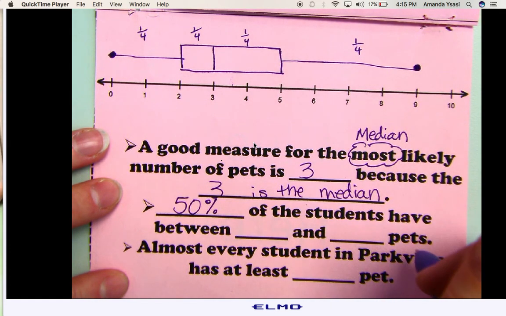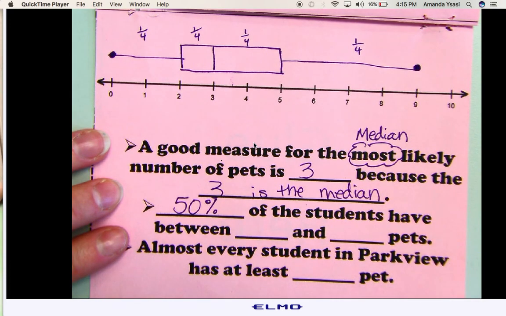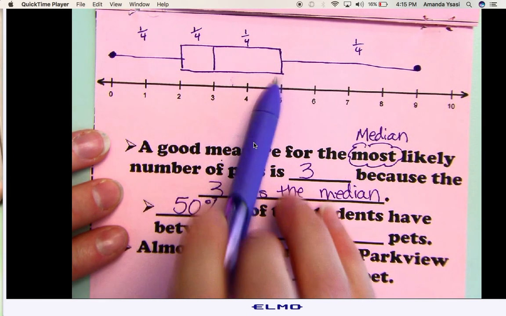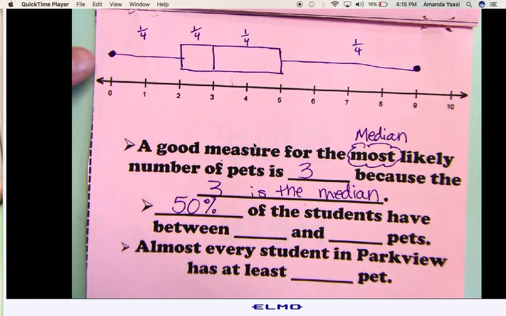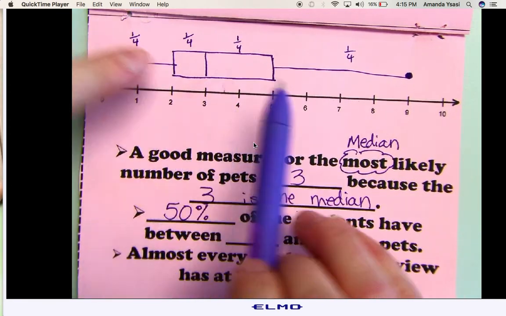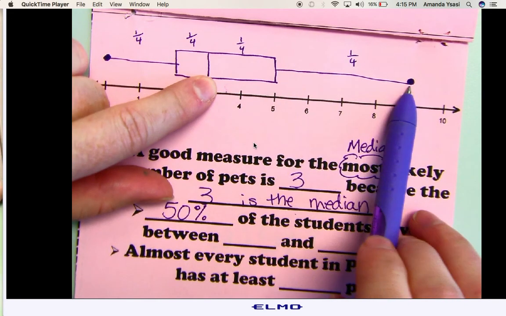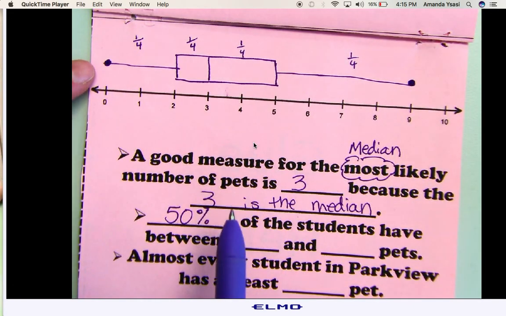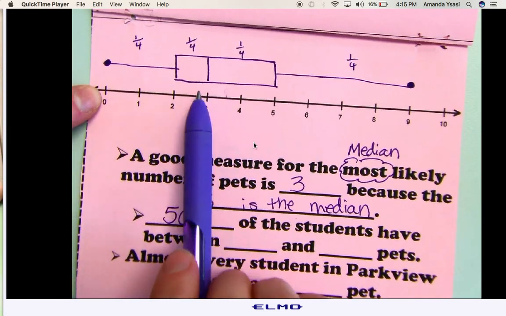Blank %, of the students have between, we can either look at 0 to 3 pets, 2 to 5, 3 to 9. So it looks like 0 to 3.